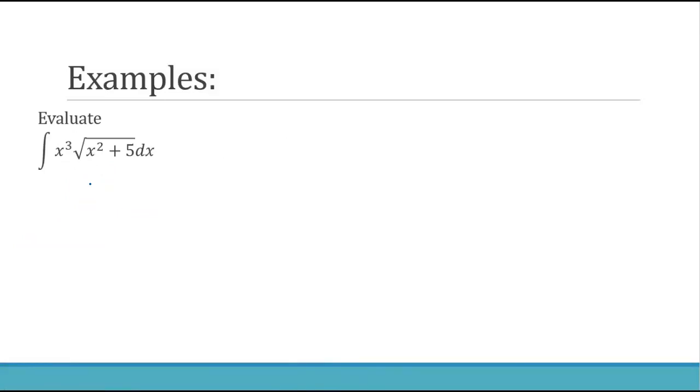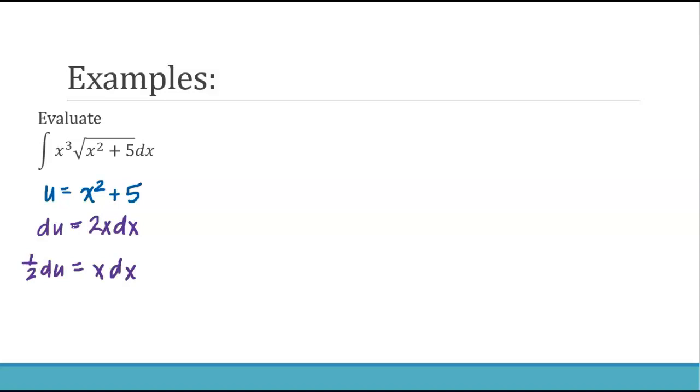In this one, we want to evaluate the integral of x cubed times the square root of x squared plus 5. Now, if we go ahead and let our u be this inside function, so u equals x squared plus 5, we'll see what happens. If we take the derivative, du, we're going to end up with 2x dx. All right, well, I have x cubed dx, so let's just go ahead and divide by that too. So 1/2 du equals x dx.